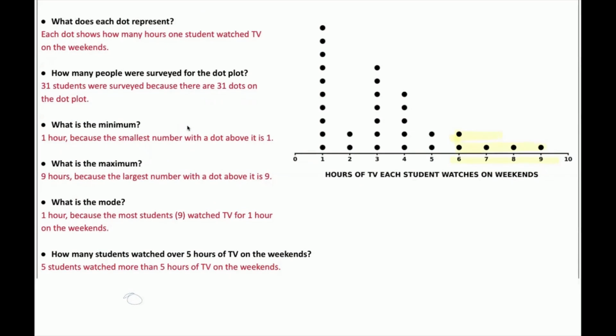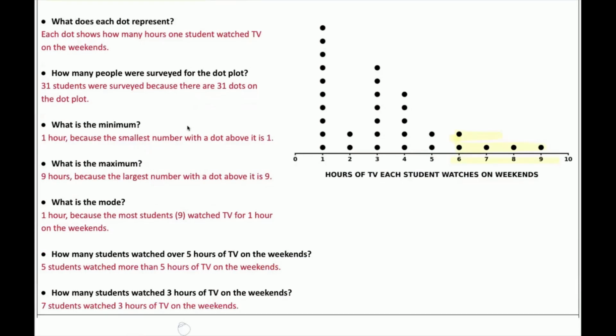And then last question, how many students watch 3 hours of TV on the weekends? So we're just counting 3 hours. So we'll go to 3. We can count our dots. 1, 2, 3, 4, 5, 6, 7 students watch 3 hours of TV on the weekend.